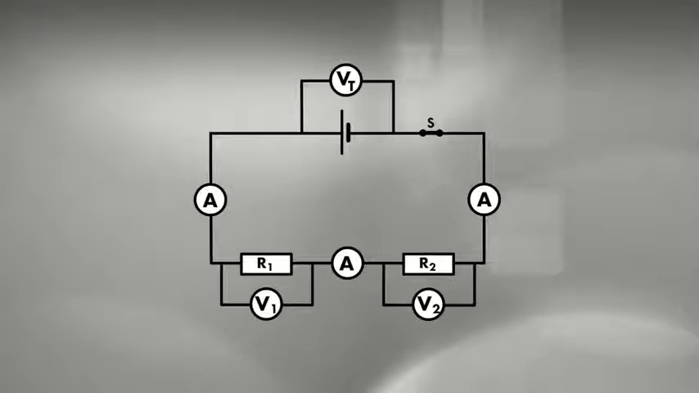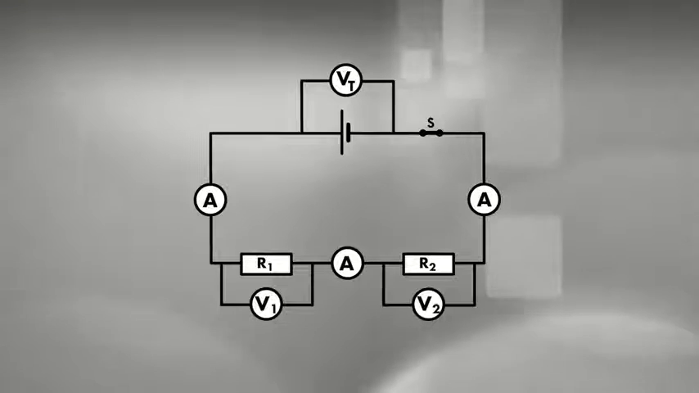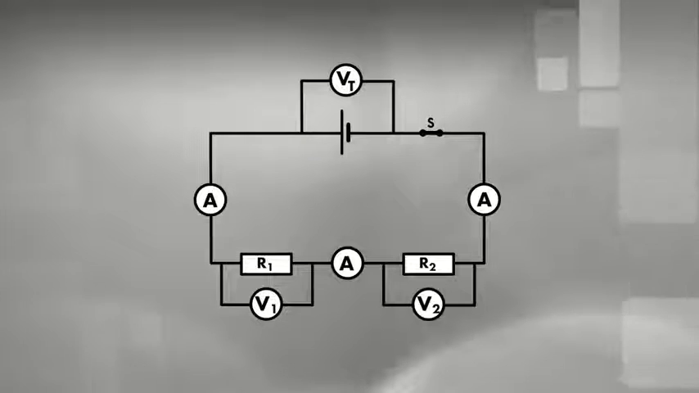Here is a diagram of two identical resistors connected in series. When the switch is closed, the ammeter reads the current through the circuit. The readings on all the ammeters are identical because the same current passes through all the components of a series circuit. The first voltmeter, V1, reads the potential difference across the first resistor. The second voltmeter, V2, reads the potential difference across the second resistor, R2. The voltmeter connected across the cell reads the terminal potential difference across the cell, labeled VT.